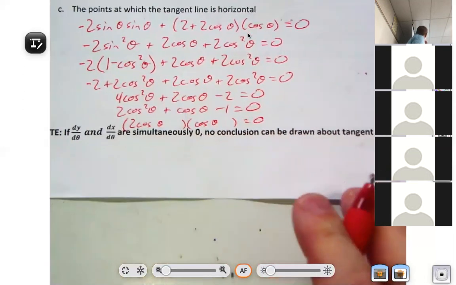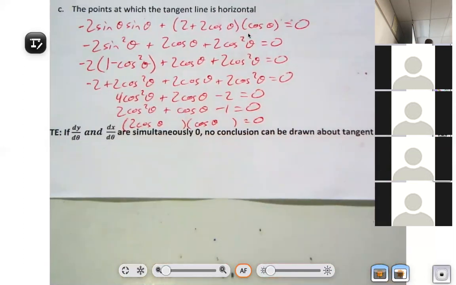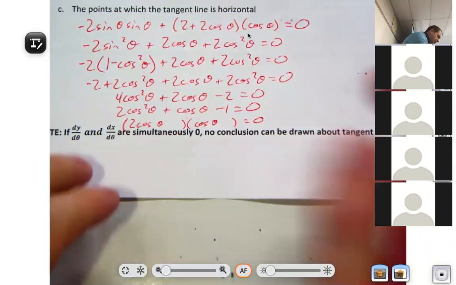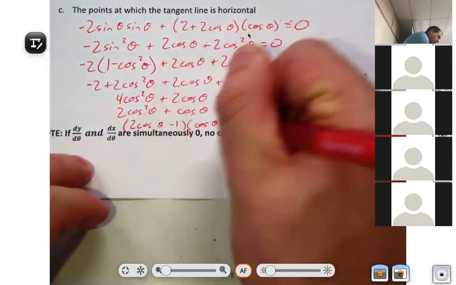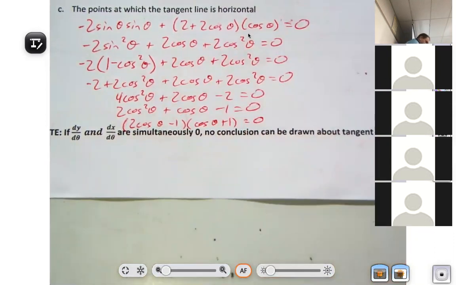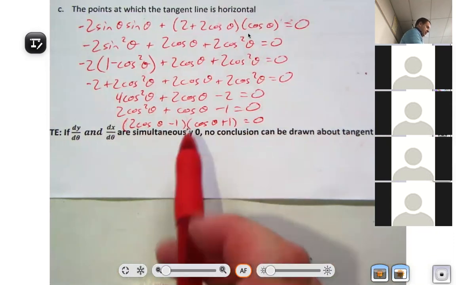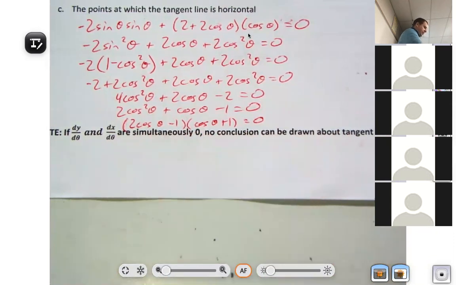So I know it's going to be 2 cosine theta, and the other one's going to be cosine theta. The only options for the constants are 1 and -1. It's just a matter of which goes where. So we got to get positive cosine. So it's got to be -1 and +1. Because if I did my inner and outer terms, I would get +1 cosine theta. And then just set each factor equal to 0.